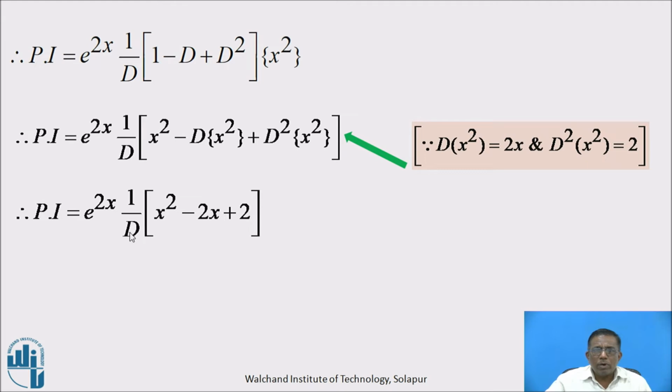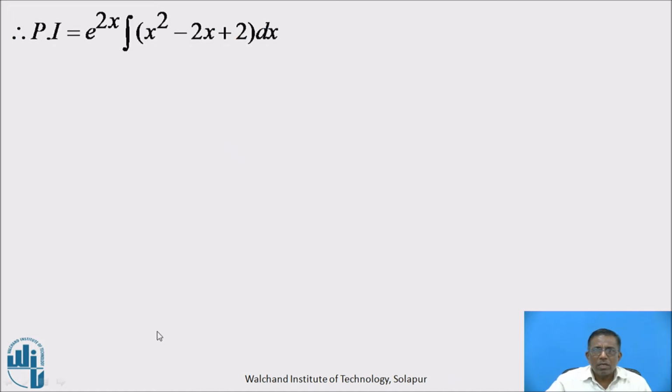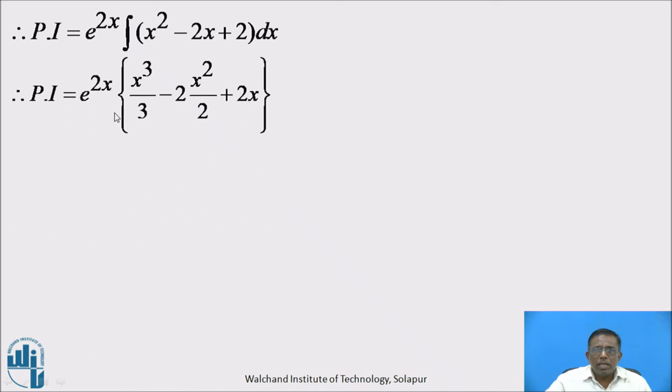Now we have to operate 1 by D on this square bracket. 1 by D stands for integration, we know that. Therefore, PI equal to e raised to 2x into integration of (x square minus 2x plus 2) dx. Therefore, PI equal to e raised to 2x as it is, into integration of x square is x cube by 3, minus 2 into integration of x is x square by 2, plus integration of 2 is 2x.